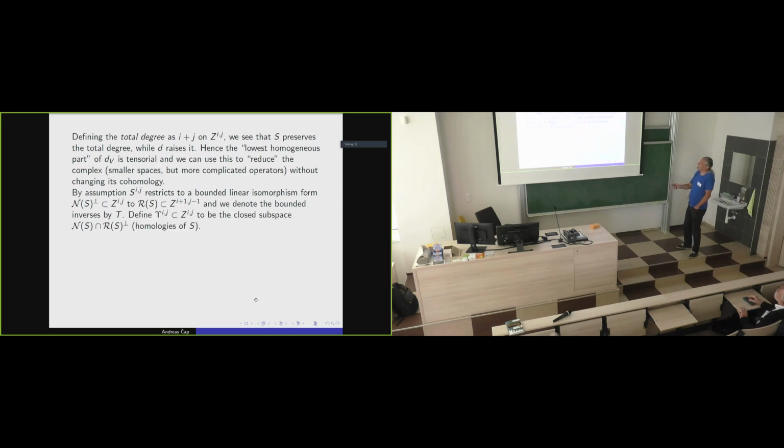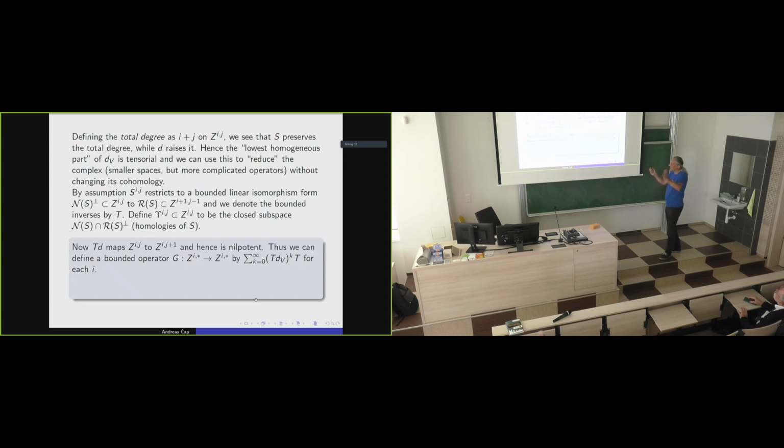Okay? And then I take replacements for the cohomology or homology spaces. So I just take the kernel of each of the S operators, intersected with the orthocomplement of the range of the previous operator. Yeah, this is a representative for the homology.